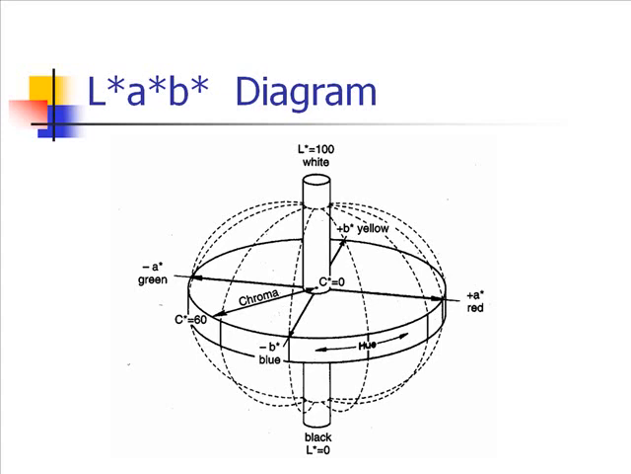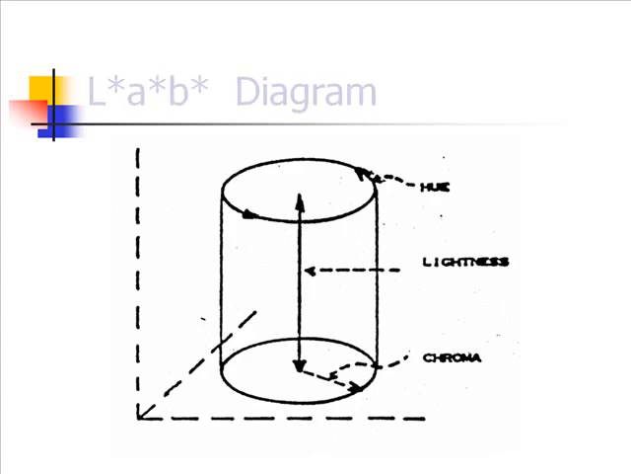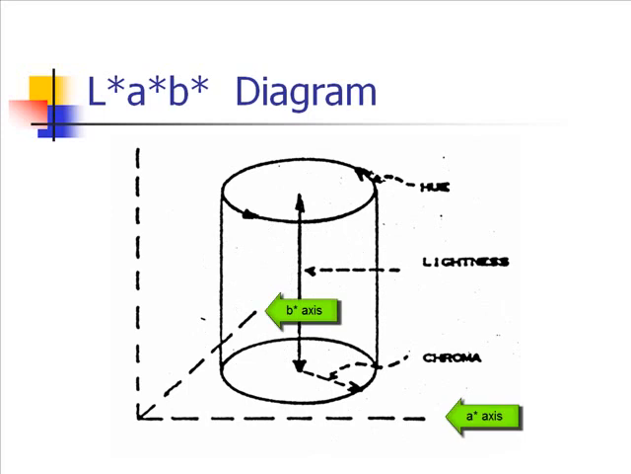Here's another one, kind of a classic representation of the system where it's really a cylinder. The center of the cylinder is our lightness value. The farther out you get from that center is chroma, and as you go around the circle, you get different hues. Higher in the cylinder is lighter, lower in the cylinder is darker. Kind of shows the B axis, the A axis, and then the lightness axis, and where that cylinder falls in terms of hue, lightness, and chroma.